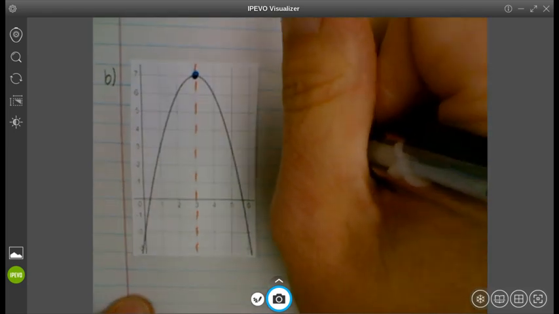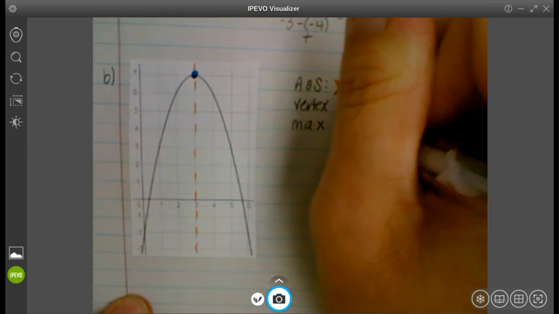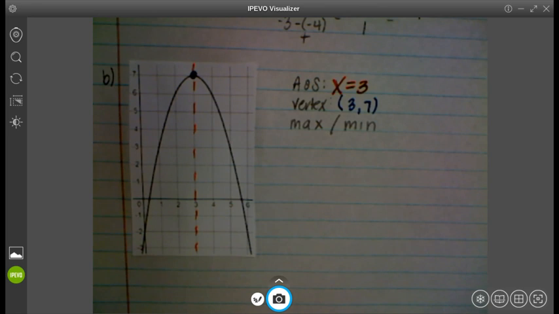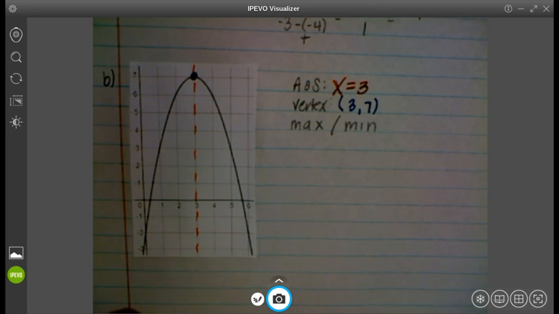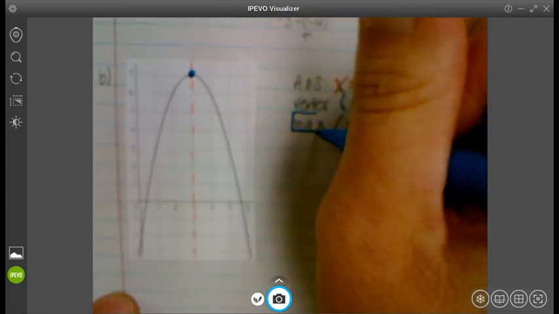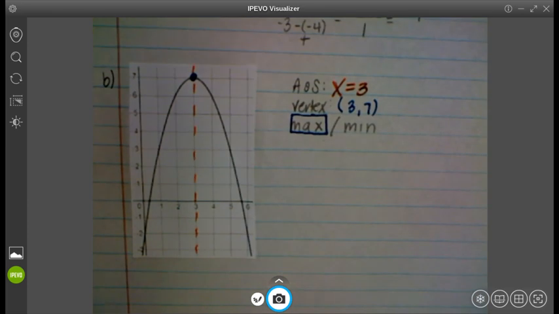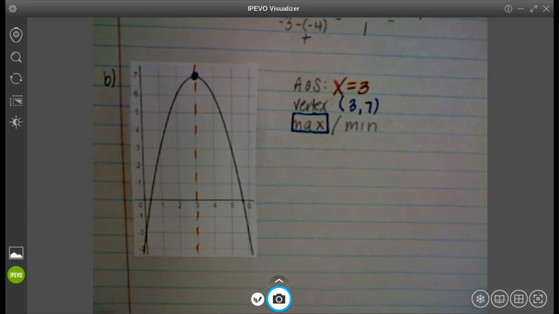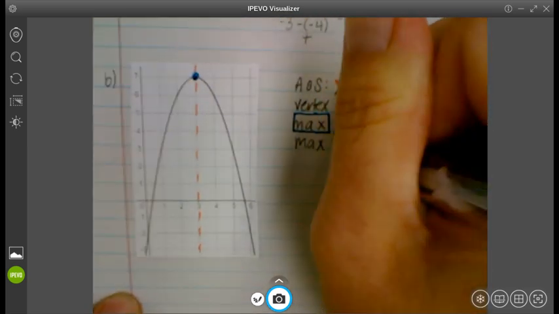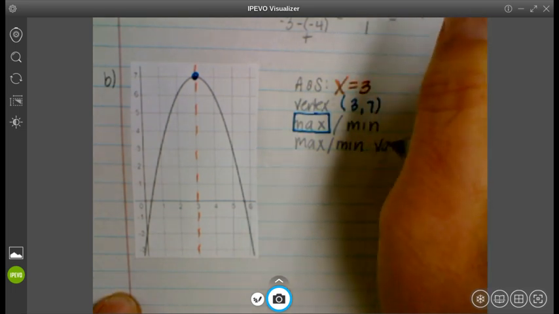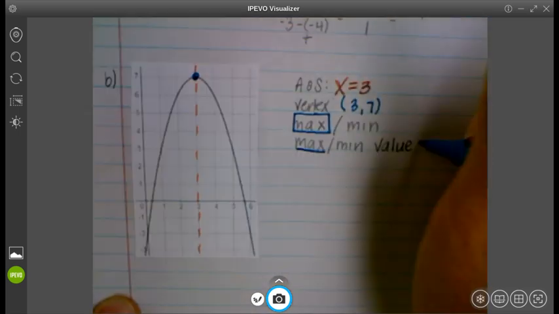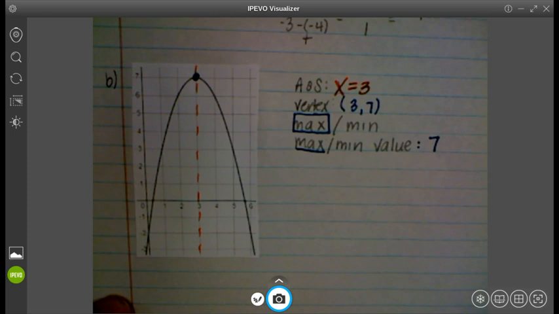Then we have, does the vertex represent a max or a min? Now in this case, our vertex happens to be the very highest point on our graph, and the very highest point would naturally be the maximum of our graph. So the next question is, what is the max or minimum value of the graph? And remember, that's that y value. So the maximum value of the graph here is 7.